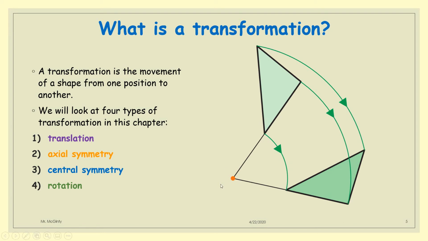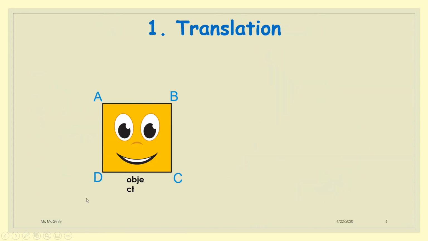Alright, we're going to do 2 today. So we're going to do translation and rotation. Okay, so very quickly, first of all, translation. We've got a square object here. There's 4 corners in the square, A, B, C, D. You need to label them.